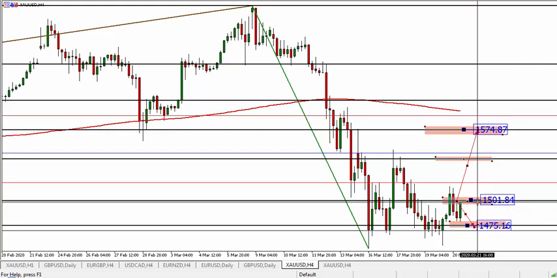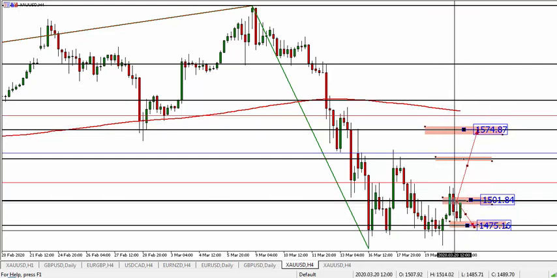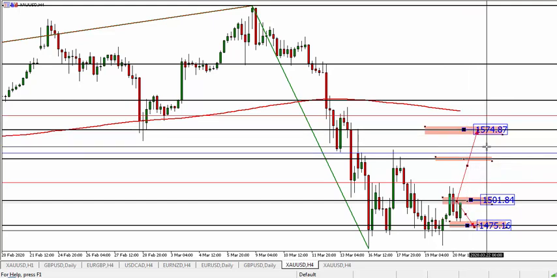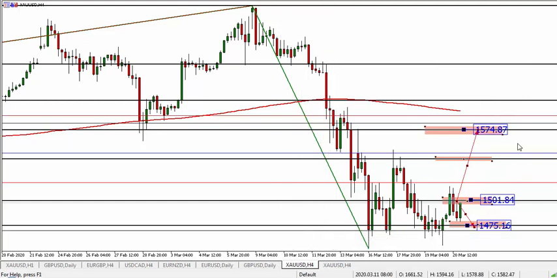This can be your level of entry, but don't forget that the price must come to this area and stay above this level. This is your first and this can be your last target for those who want to start buying pressure in XAUUSD.